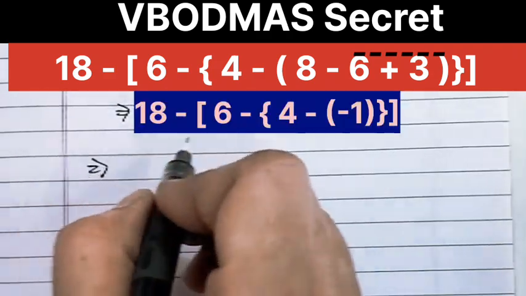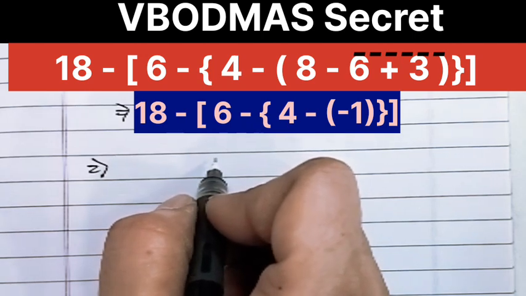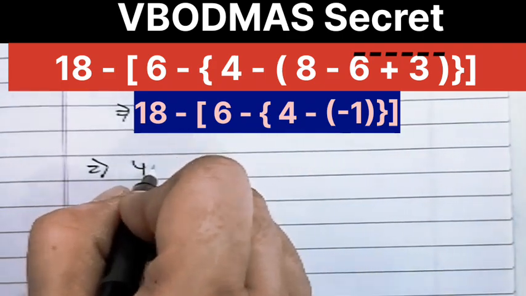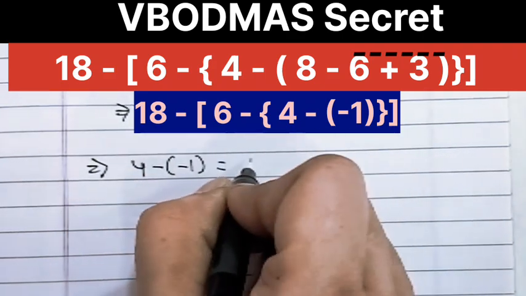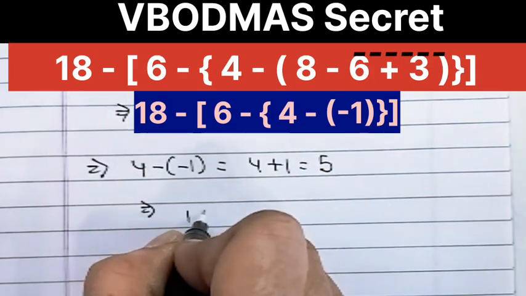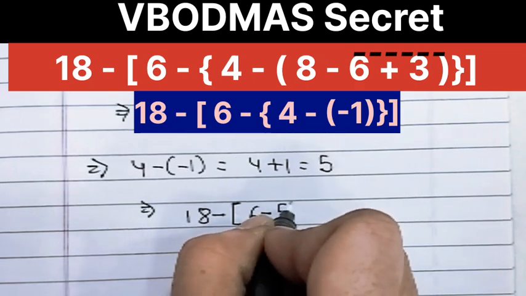Now step 3, simplify and solve the curly braces. Before solving the curly braces, we simplify the double negative, which becomes positive. So 4 minus minus 1 will become 4 plus 1, and the answer is 5. Now the expression becomes 18 minus square bracket 6 minus 5.